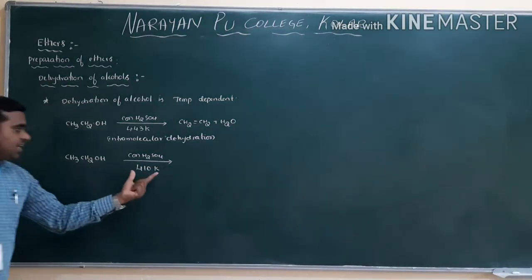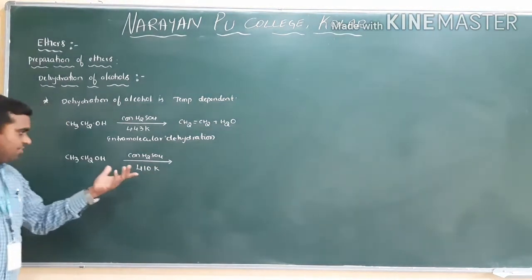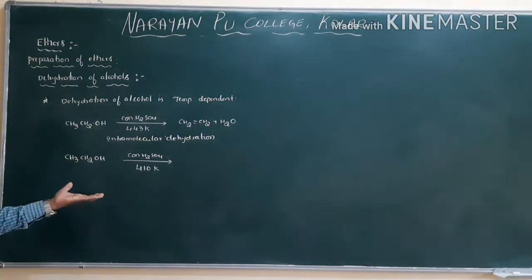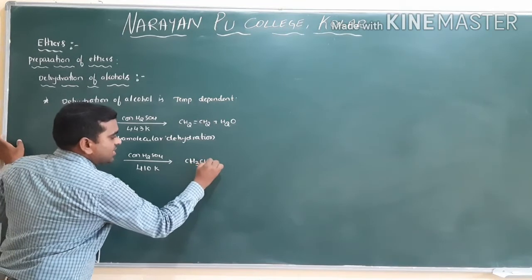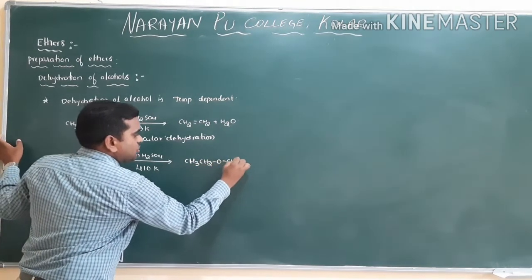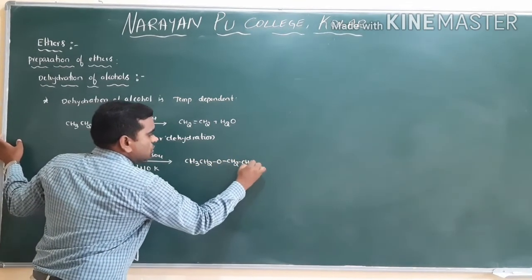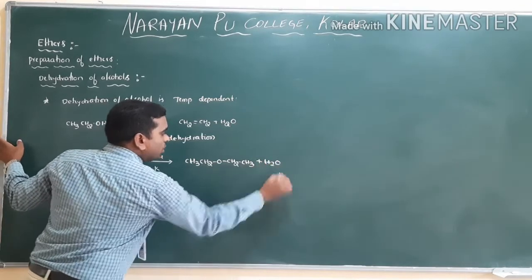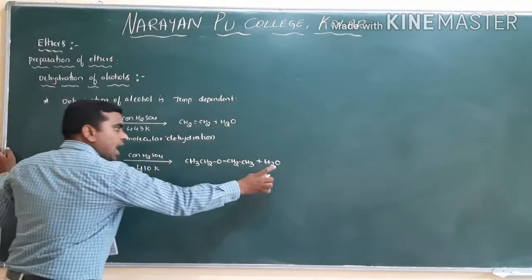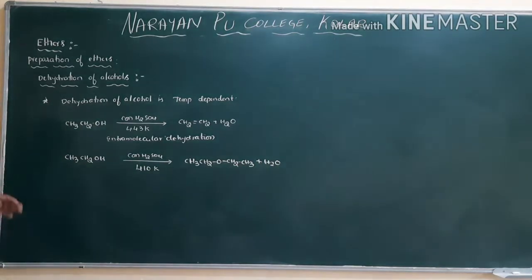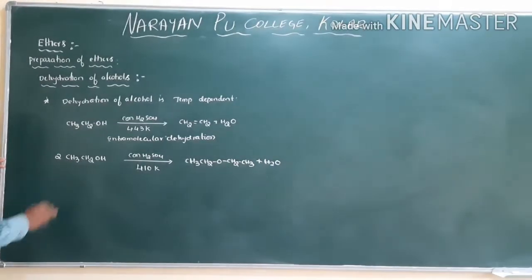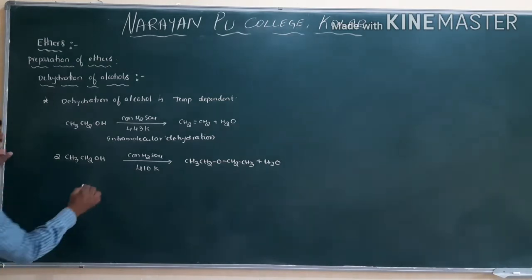See here, when I take 410 Kelvin and decrease the temperature, what happens? You will get the compound ether, CH3CH2-O-CH2CH3 plus H2O. With concentrated H2SO4, it is dehydration, removal of water, but the product is different here. You have to take two molecules. So how is it forming, you see?